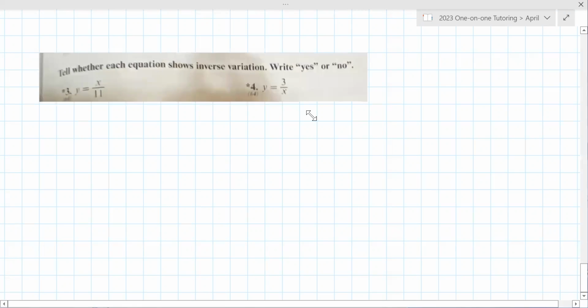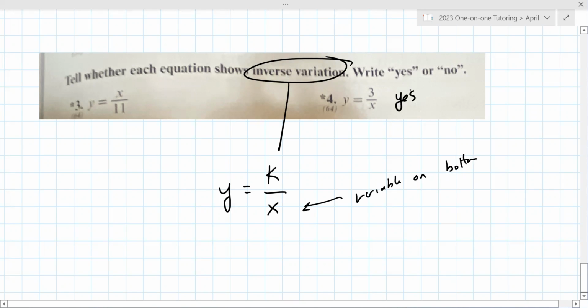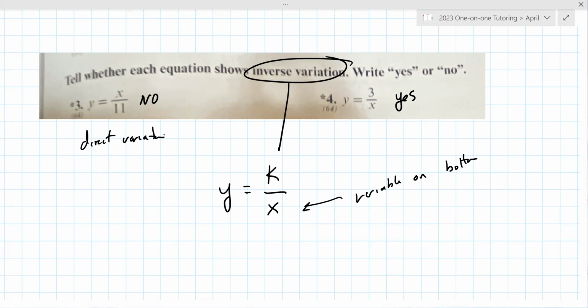Tell whether each equation shows inverse variation. So inverse variation is k, which is a number, divided by x. So the variable's on the bottom. So the second one is yes. The first one is no. The first one is actually direct variation. And just to be clear, it's not like one's always direct and one's inverse. There could be neither.